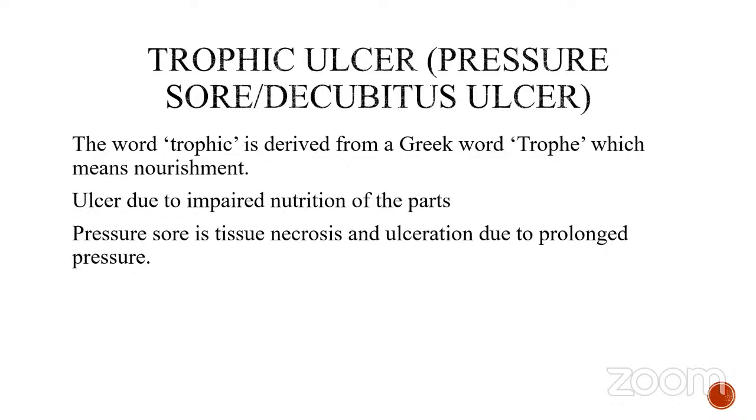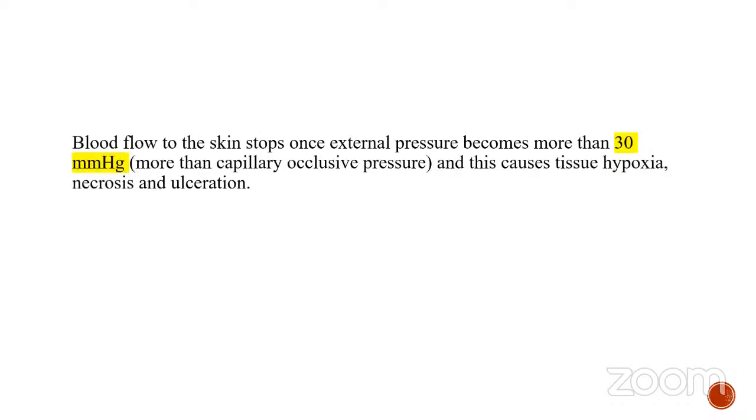So the word trophic, if you can remember, will help us in remembering about this ulcer. Trophic ulcer is pressure sore or decubitus ulcer mainly. Due to lack of nourishment to a certain area, that tissue will have a tendency to ulceration, and that type of ulcer is called a trophic ulcer.